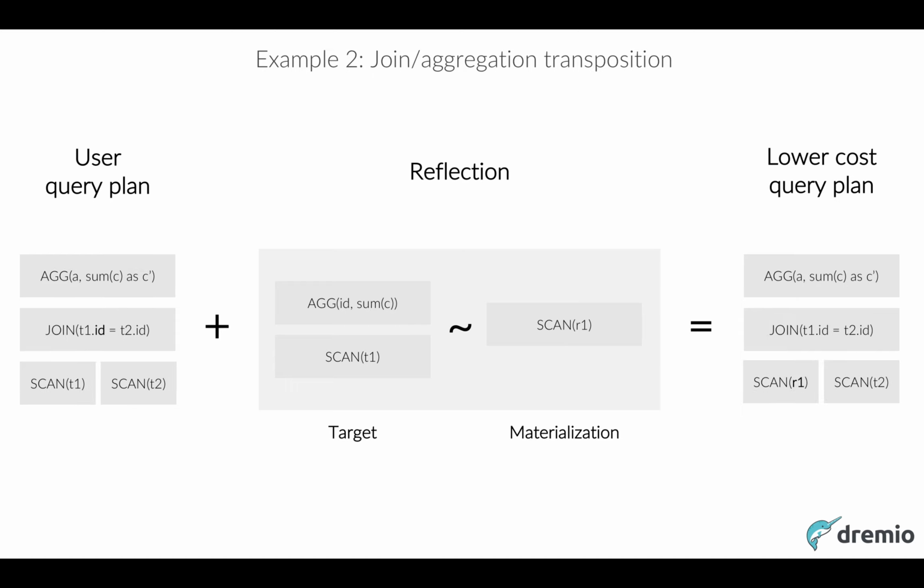Let's look at another example, where we're doing a join aggregation transposition. In this example we have a simple inner join between two tables, T1 and T2, and then we're aggregating by A and summing C. In this case we have a reflection in the system that's a scan of T1 and an aggregation on the ID, the join key, and then again summing C. What we can do here is replace the scan of T1 with a scan of this specific reflection, which is aggregated already by the ID. That's possible because the join key is that ID. And then again, we apply the aggregation on top of that. In this case, most likely R1 is much, much smaller than T1. That depends, of course, on the cardinality of the ID column. But this provides us with potentially a much lower cost query plan.